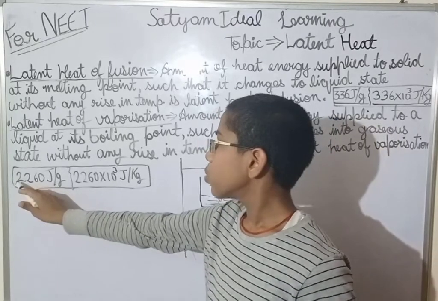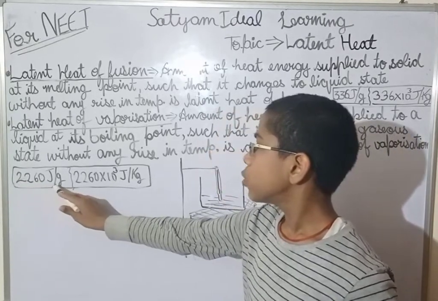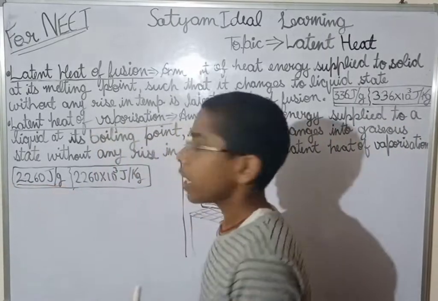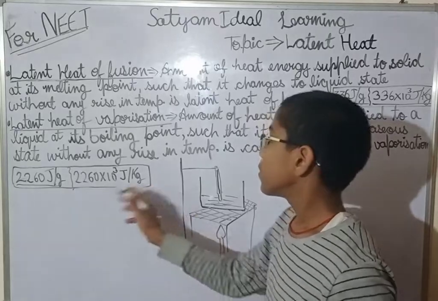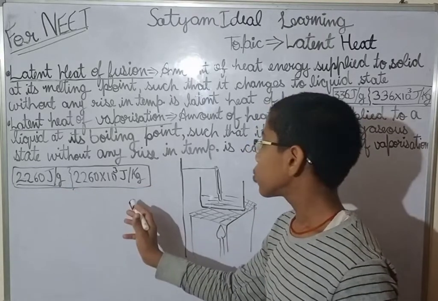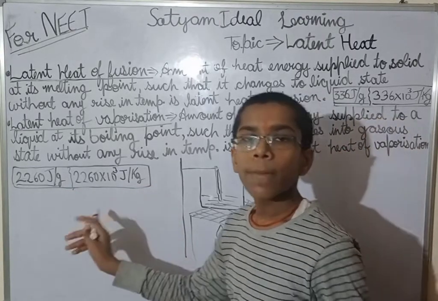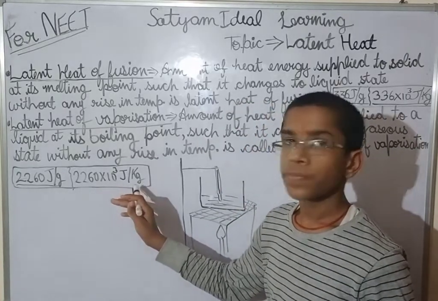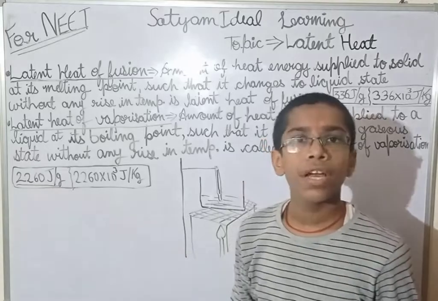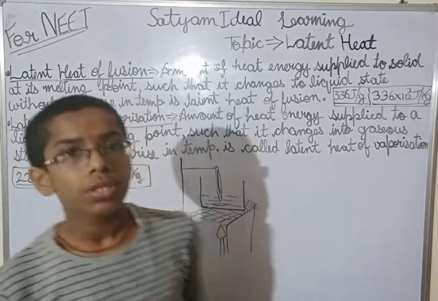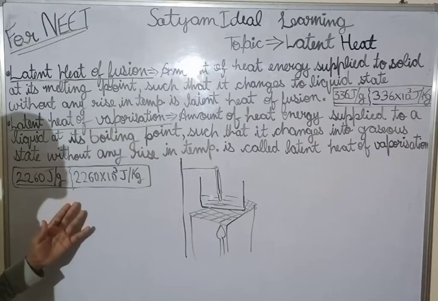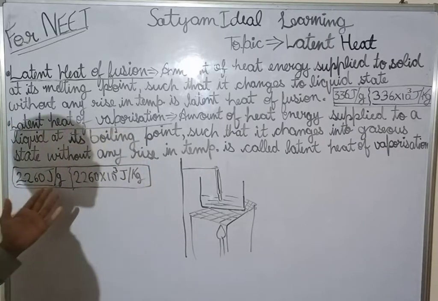So you have to learn this only, 2260 joule per gram. This experimental value you have to learn only. And when it comes to kg, then you have to change it by multiplying with 1000. And you know, joule is the SI unit of energy. So we are talking about energy only, na? That is why it comes.